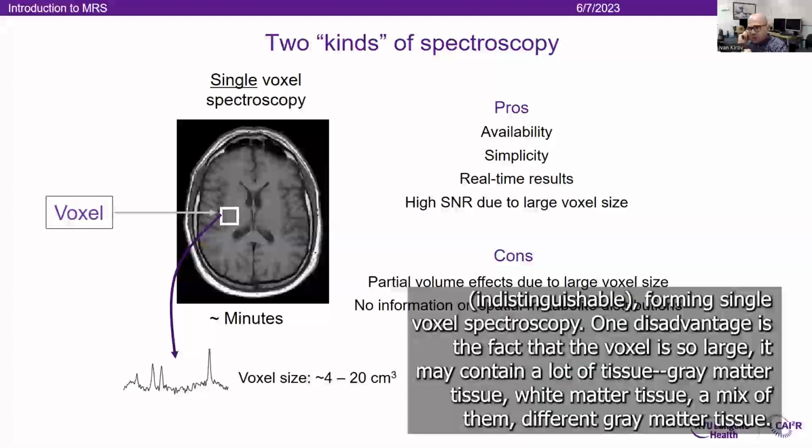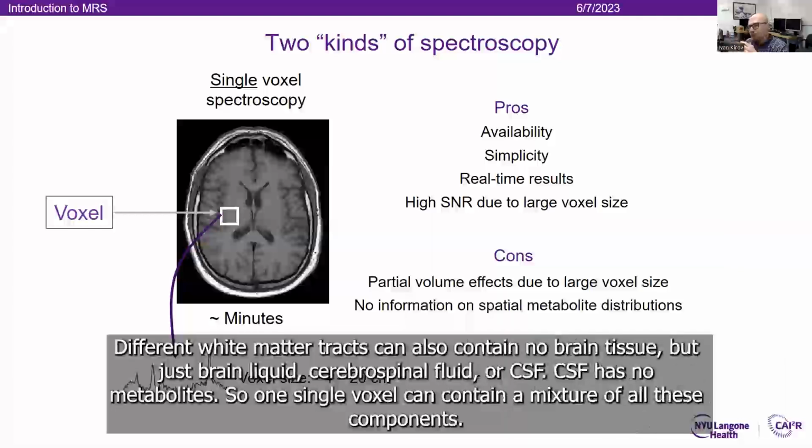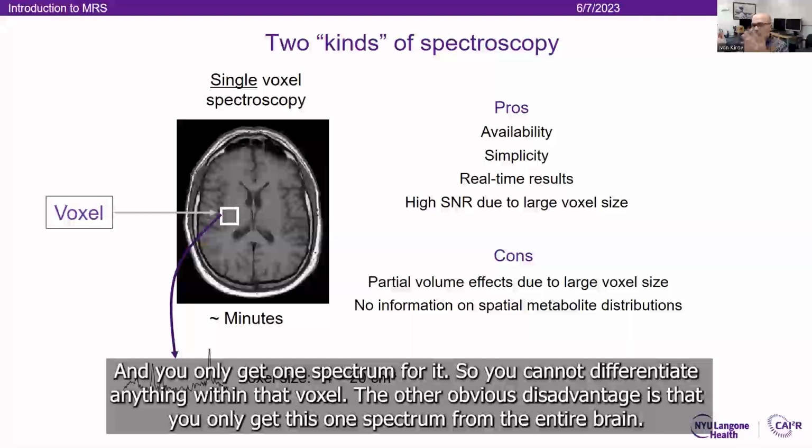One disadvantage is the fact that the voxel is so large and it may contain a lot of tissue. Gray matter tissue, white matter tissue, a mix of them, different gray matter tissue, different white matter tracts. It can also contain no brain tissue, but just brain liquid, the cerebrospinal fluid or CSF. CSF has no metabolite. So one single voxel can contain a mixture of all these compartments, and you only get one spectrum from it. So you cannot differentiate anything within that voxel.